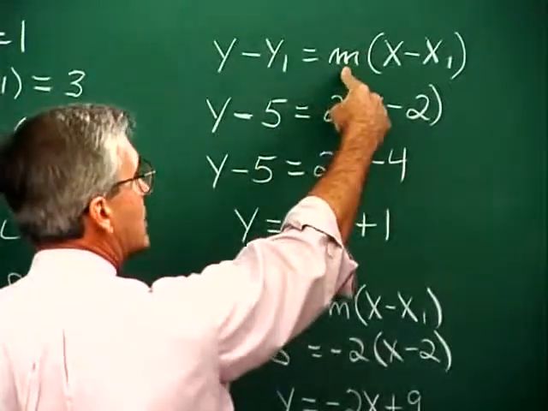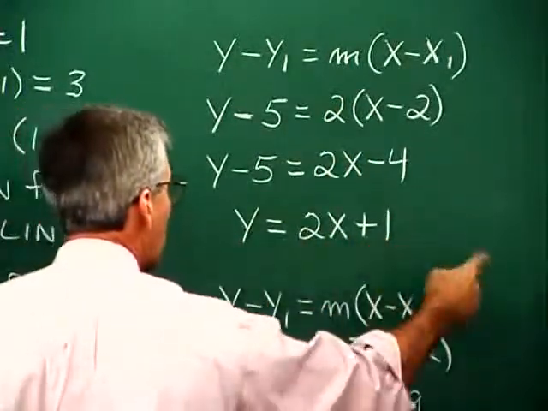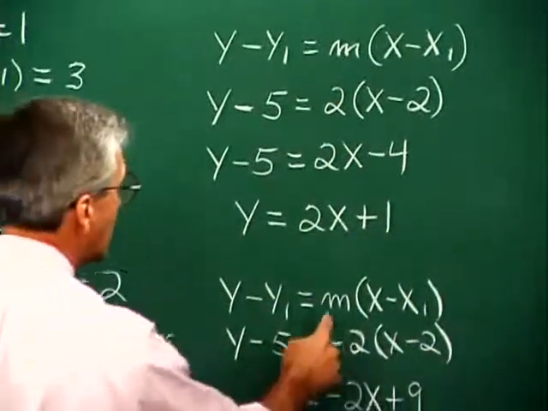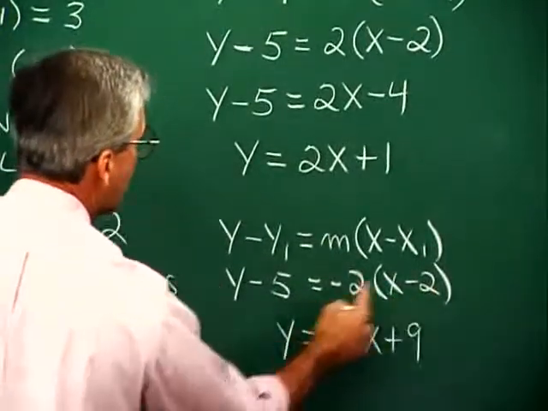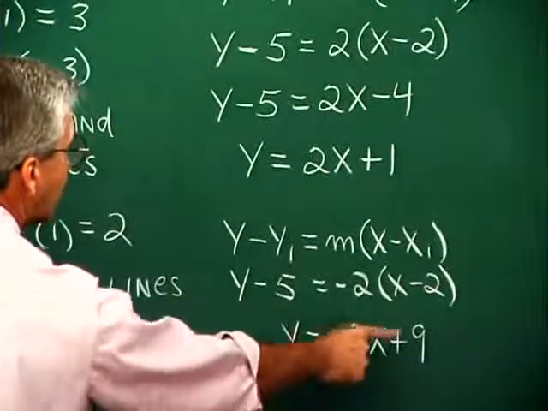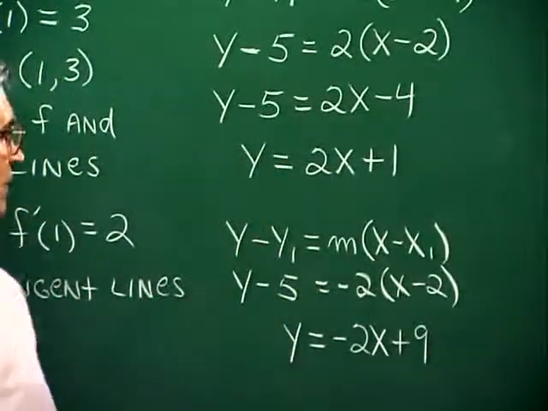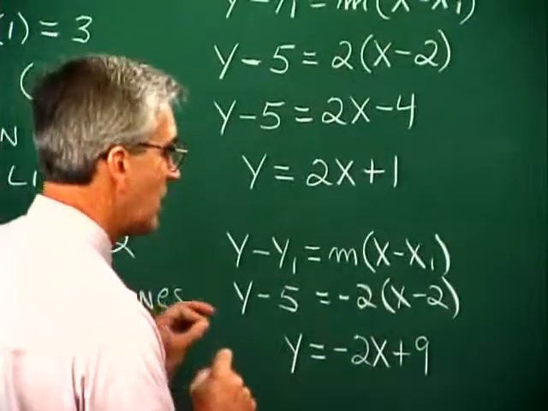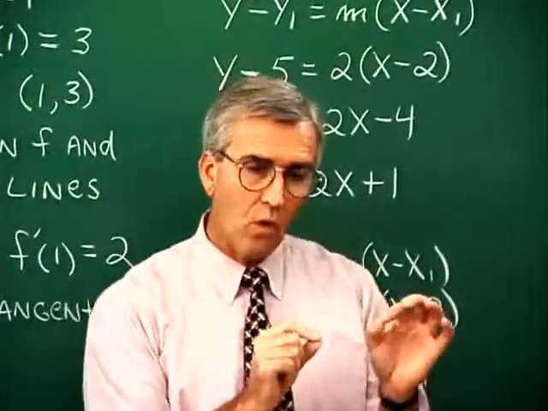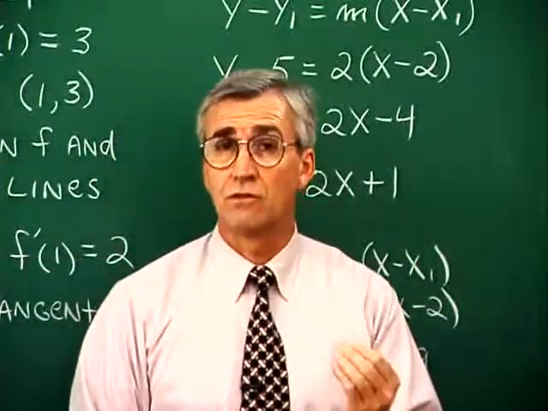And for one of these lines, the slope is 2. And I evaluated here to find this to be the equation of that line. And then for the other one, the slope was negative 2. And I also used the point (2, 5) for this one. And when the smoke clears, y is negative 2x plus 9. So here are the equations of those tangent lines that go through that point that was off of the graph of f at (2, 5).